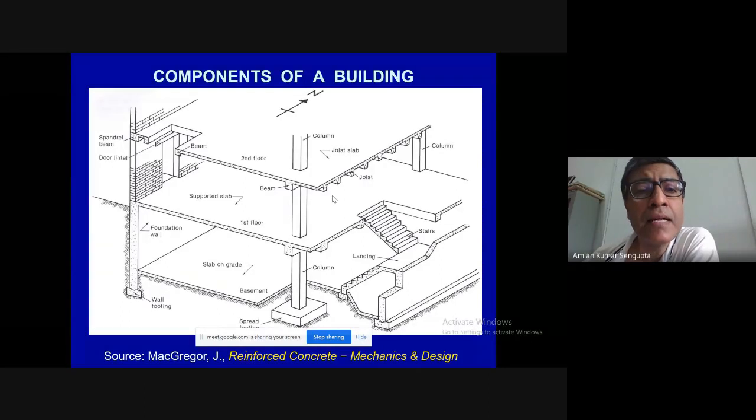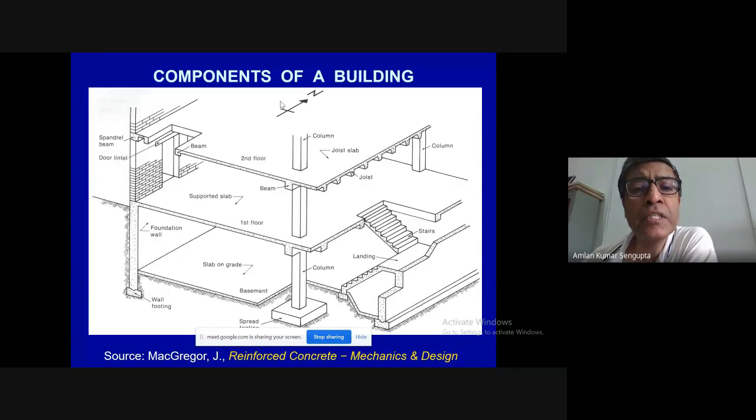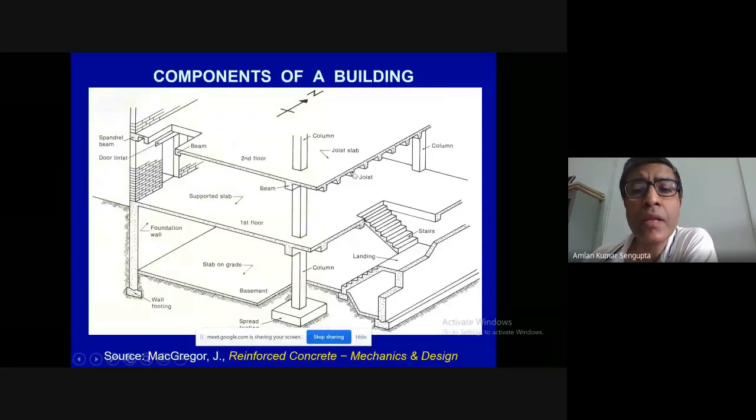In building, the primary load arises from the slab. What is a slab? Slab is like a two-dimensional horizontal member which supports the occupants, and hence this is the heaviest component of a building. Slabs can be of different types. Here you are seeing the term called joist slab, which is a special type of slab which we cover in the sequel course.